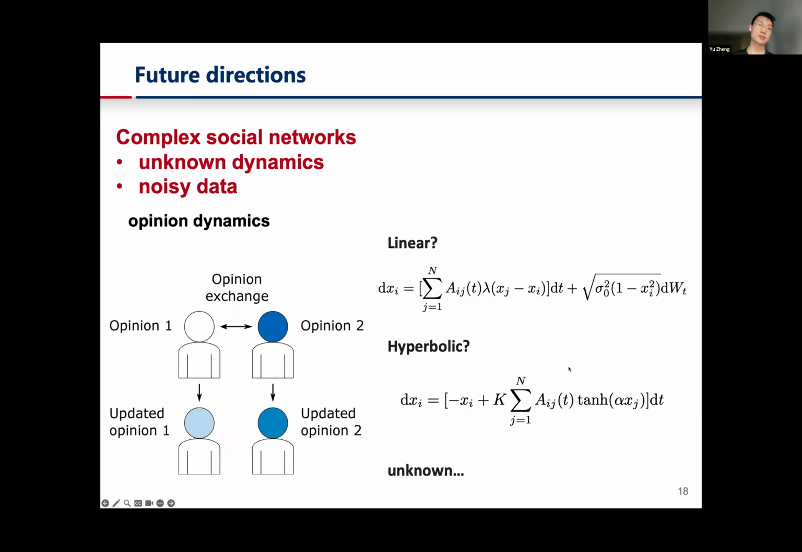And another future direction is to consider these complex interactions between nodes, which usually feature some unknown dynamics. So if we look at the opinion dynamics on how it exchanges between neighbors, it is unclear whether this dynamic is linear, hyperbolic, or in other forms. And real-world data also contains a very large amount of noise.